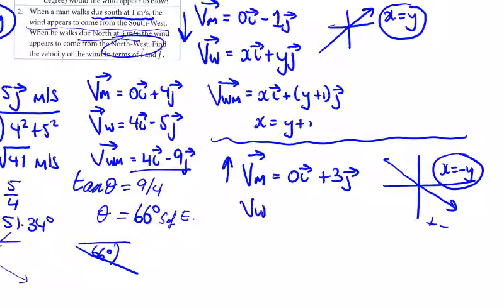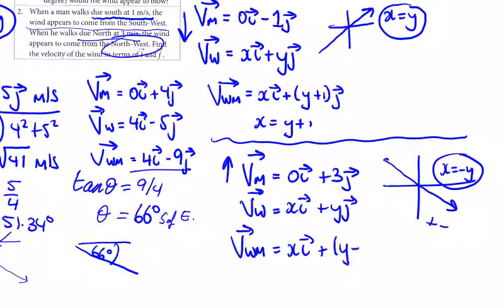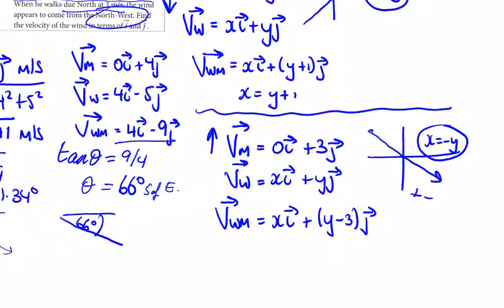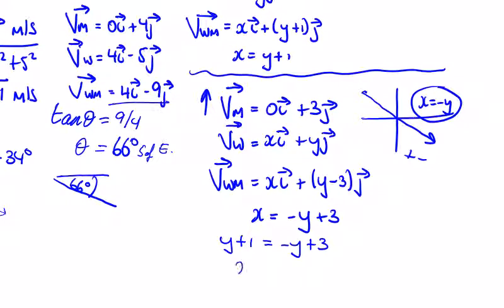So we have the velocity of the wind again is equal to xi plus yj. So the velocity of the wind this time relative to the man is going to be x minus 0, xi, plus y minus 3 times j. And if x is equal to -y, x is equal to -y plus 3. And above we have x is equal to y plus 1. So we can say that y plus 1 from x above has to be equal to -y plus 3, which would give me 2y, bringing the -y to the left. 3 minus 1 is 2, so y is equal to 1. Therefore, if y is 1, you can see from above x is 2.